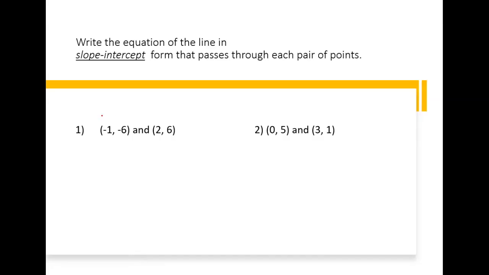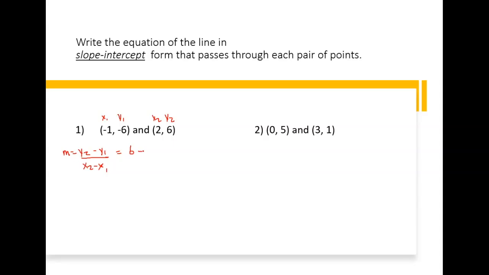Okay, so I have -1, -6, 2, and 6. Let's call these x1, y1, x2, y2, because I know that my slope has to be calculated first using the formula. You can always have this formula just in front of you. You don't have to memorize it, though it's not a tough one.